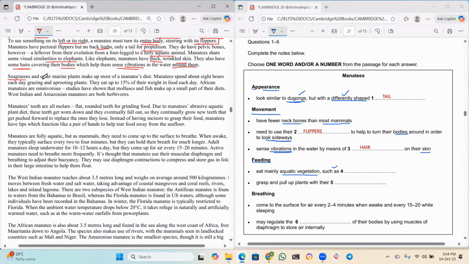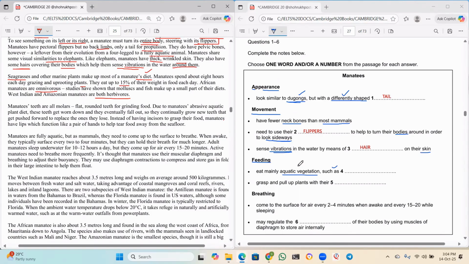Sea grasses and other marine plants make up most of the manatee's diet. So diet means feeding, eating. Manatees spend about 8 hours each day grazing and uprooting plants. They eat up to 15% of their weight in food each day. African manatees are omnivorous. Studies have shown that mollusks and fish make up a small part of their diets. West Indian and Amazonian manatees are both herbivorous. Okay, fine. So, what is the answer now?